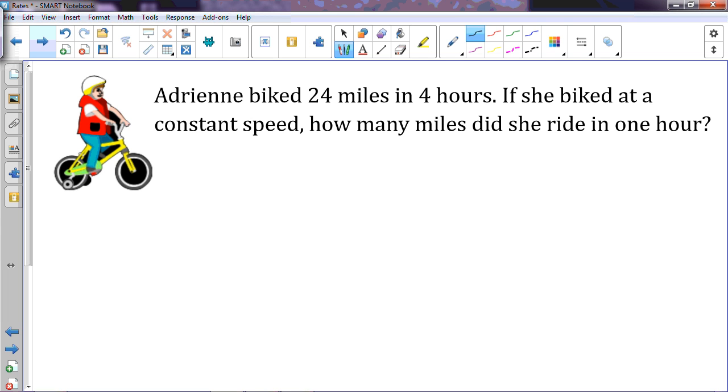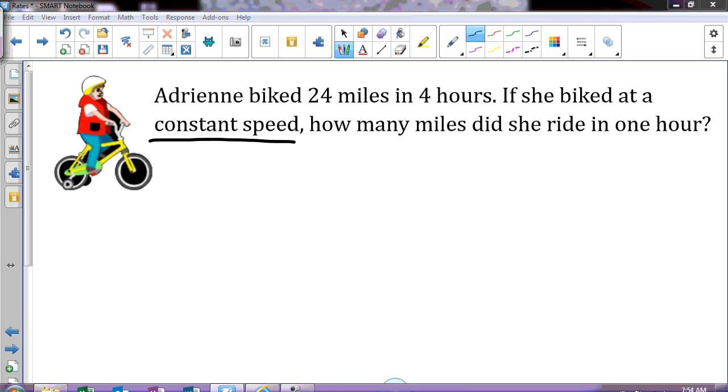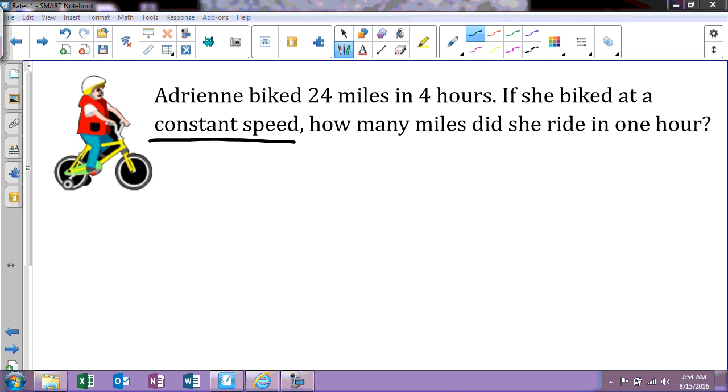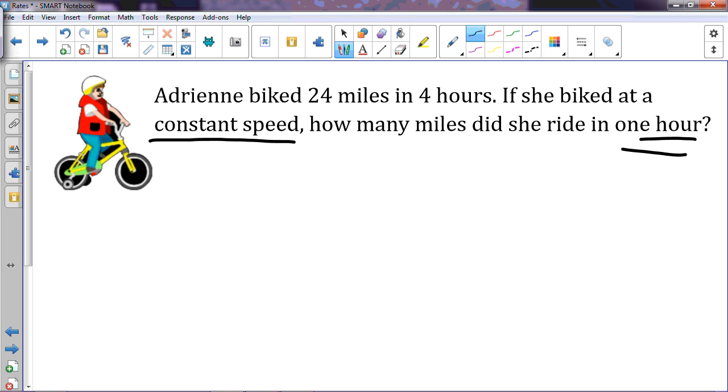First example, Adrian biked 24 miles in 4 hours. If she biked at a constant speed, meaning her speed does not change, how many miles did she ride in 1 hour? In the question, they're telling us what value they want us to simplify. Since they want us to figure out how many miles she rode in 1 hour, I want to put my hours on the bottom. So 24 miles for 4 hours.